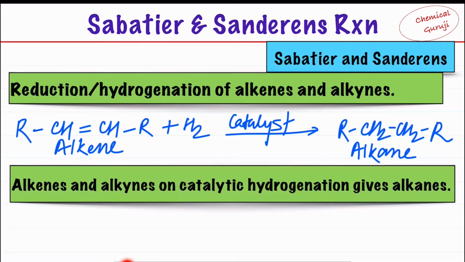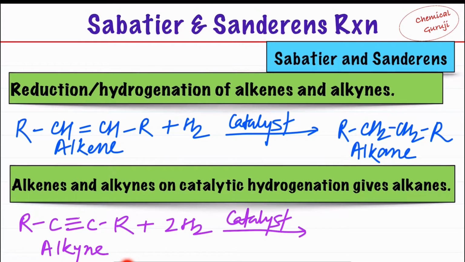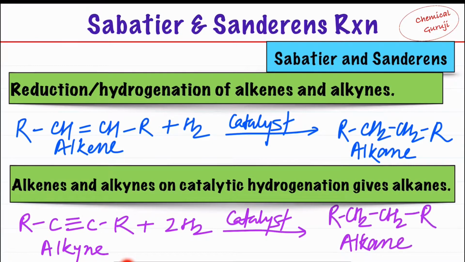Similarly, an alkyne will also get reduced in the presence of hydrogen and the catalyst, and it will also give the alkane. Here we can see a minor difference: in the reduction of an alkene, there is a requirement of one equivalent of hydrogen, and in the reduction of an alkyne there is a requirement of two equivalents of hydrogen.